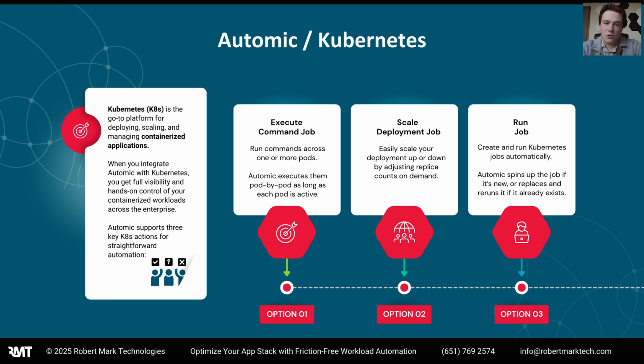Well, we can execute command jobs, scale deployment jobs, and then run jobs. Now, something we'll talk a little bit more about later on this topic is the difference between Kubernetes jobs and Automic jobs, because there is a difference, but we're going to be saying jobs in Kubernetes and Automic a lot. So you're going to have to stick with me here for a second.